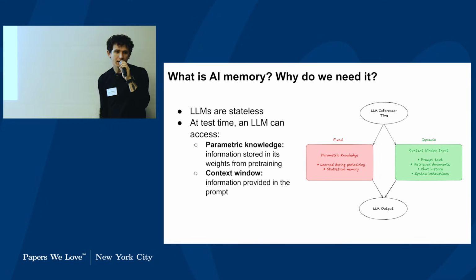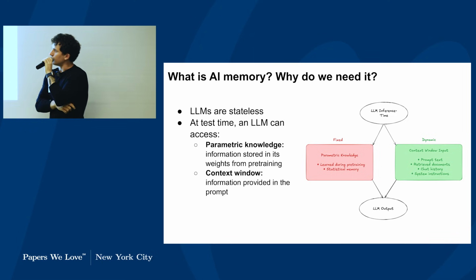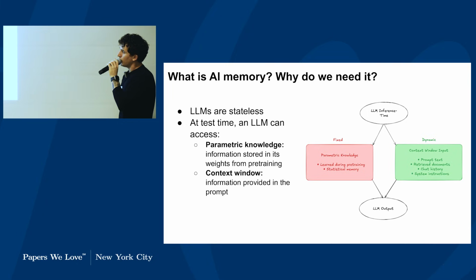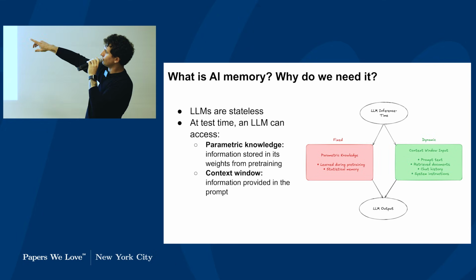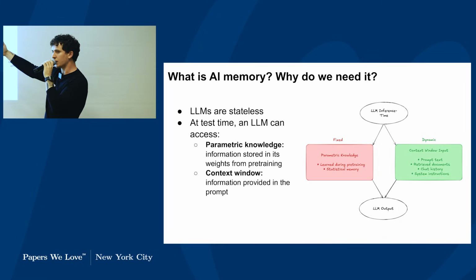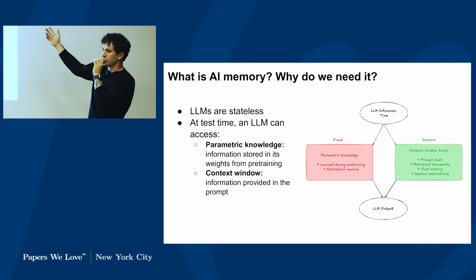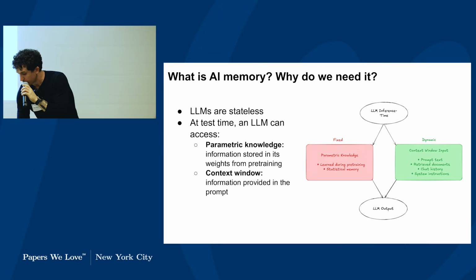What is AI memory and why do we need it, especially in LLM systems? Well, our LLMs are stateless today. At test time, an LLM can access only its parametric knowledge, which is the information stored in its weights from pre-training, and the tokens in its context window, so the information provided in its prompt. I've denoted this with red and green, red being fixed, static, parametric knowledge that we can't affect when we run an LLM, green being the dynamic context window input that we can affect when we run an LLM. And so the idea of AI memory is really focused on this green side. What can we do here to make LLMs less stateless and give them contextual awareness over multiple calls?